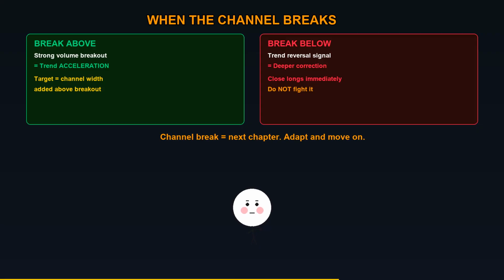Channels do not last forever. Eventually, price breaks out. When price breaks above the upper channel line on strong volume, it signals trend acceleration. The move after a channel breakout is often equal to the width of the channel. When price breaks below the lower channel line, it signals a trend reversal or at minimum a deeper correction. A channel break is not a failure of your analysis. It is the next chapter. Recognize it, adapt, and move on.